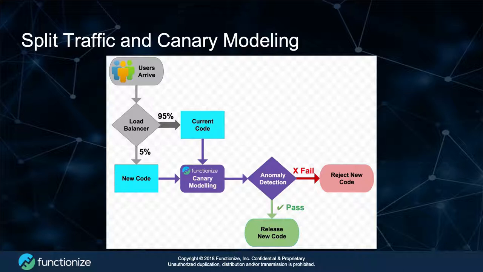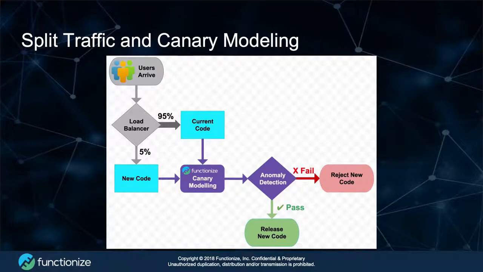So how does our canary model look? This is an overview of the process. Users arrive at your site. There's typically a load balancer in front, and that load balancer can decide which version of the code to send them to. About 95% will view the current version of the software, and maybe 5% of that user base will visit the new version. Then we collect the data from both of these. We record the different actions that users perform, the different elements they click on, and the different things they move their mouse over.